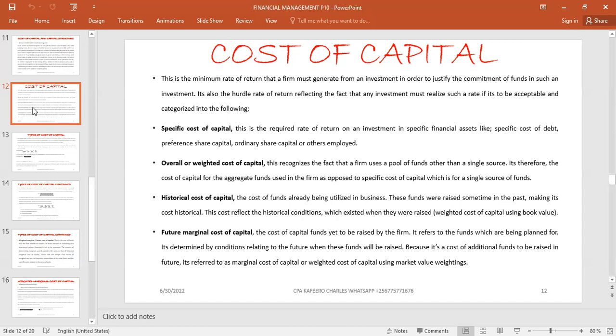Then the third one, we have the historical cost of capital. As the word suggests, it is historical, meaning that it was already incurred. It is the cost of capital that was already incurred. The cost of funds already utilized in the business. We have already utilized that money in the business. These funds were raised sometime in the past, making its cost historical.